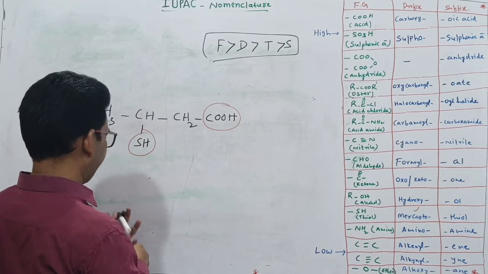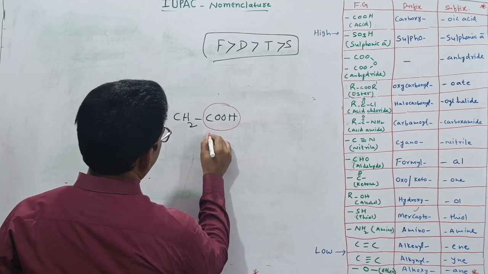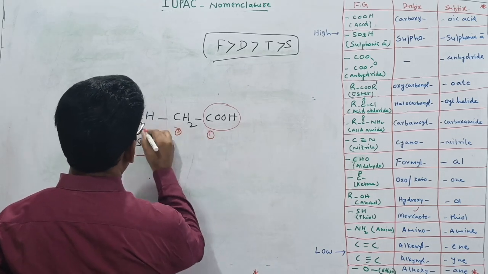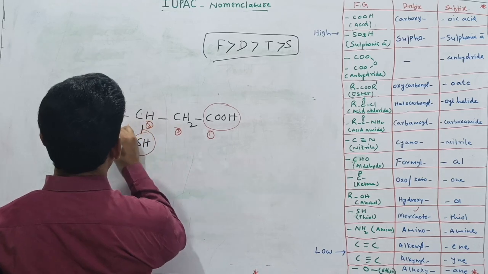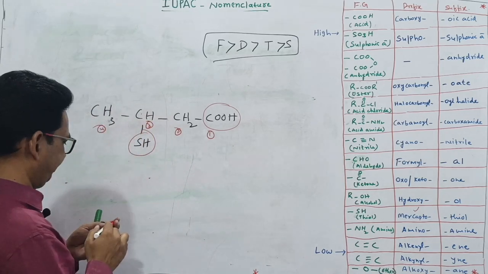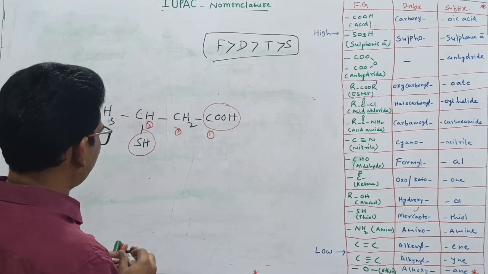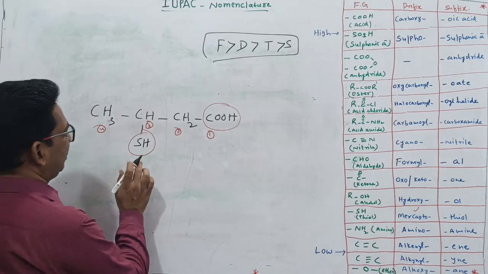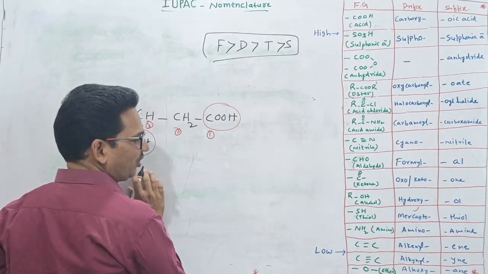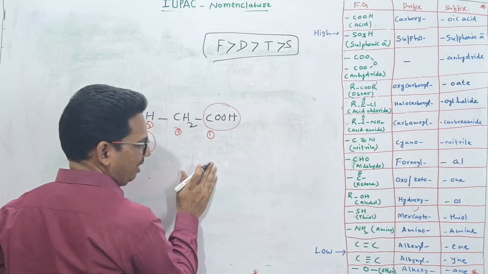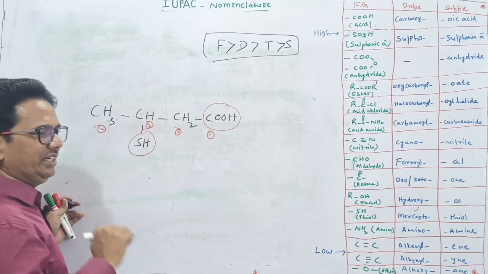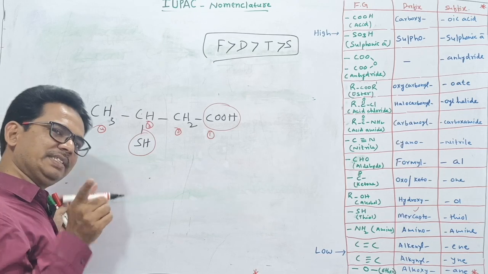That's why first I will give the numbering. 1, 2, 3, 4. Then first what do I have to write? Substituent, always I have to write the prefix. First the prefix will come. That's why the first video is very important. Which is prefix, which is suffix.